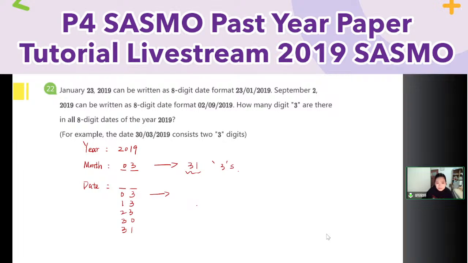Every month will have a day 3, right? So every one month will have a day 3. That means there will be 12 threes. Okay, for day 13, every month will have a day 13, so also 12 threes. And how about 23? Every month will have a day 23, so still 12 threes here.